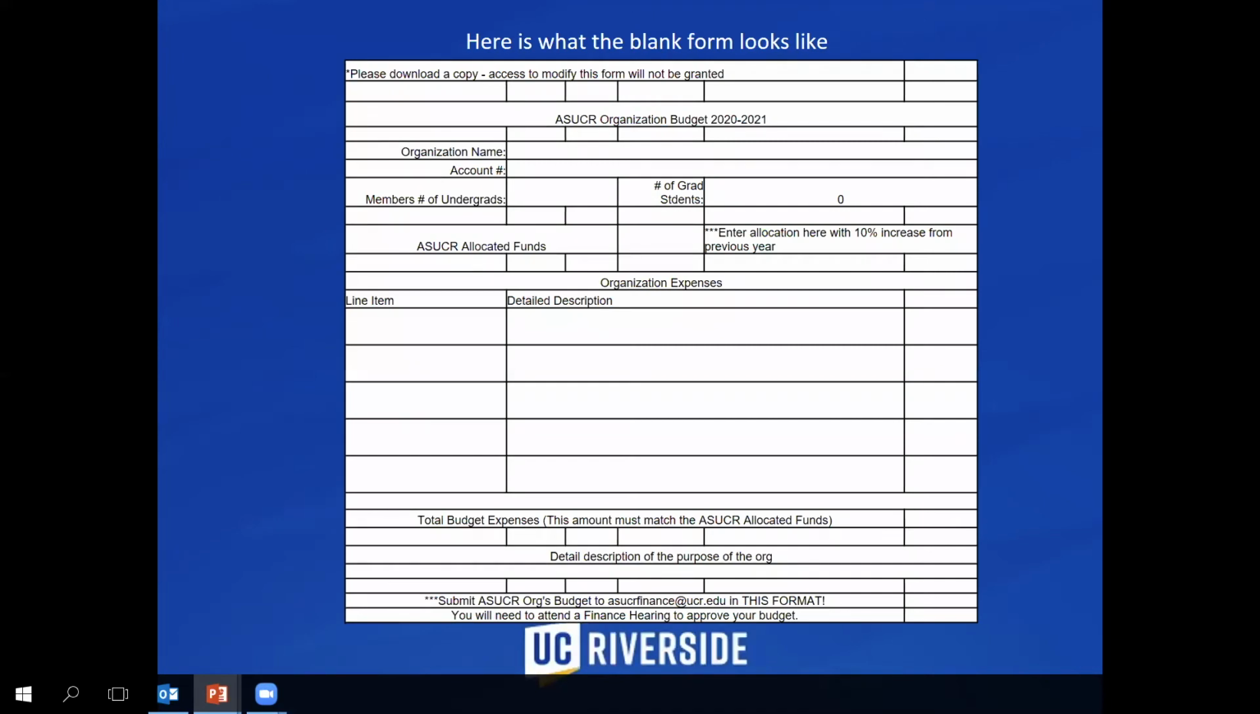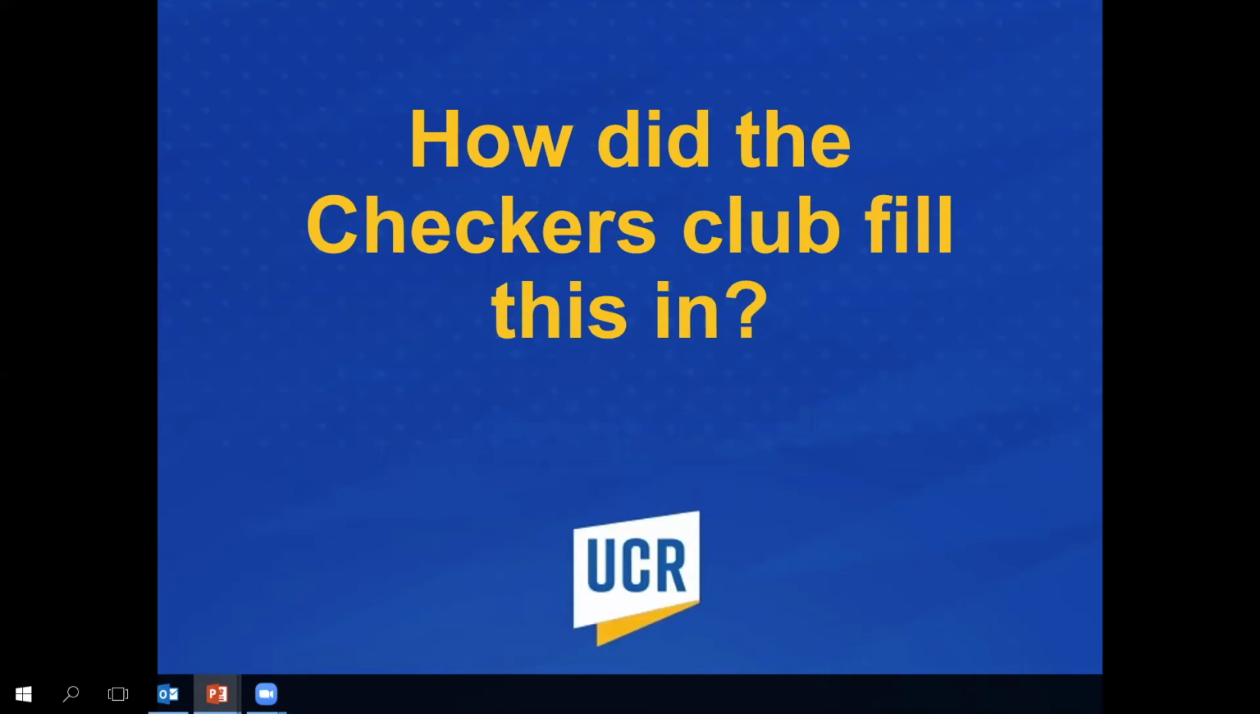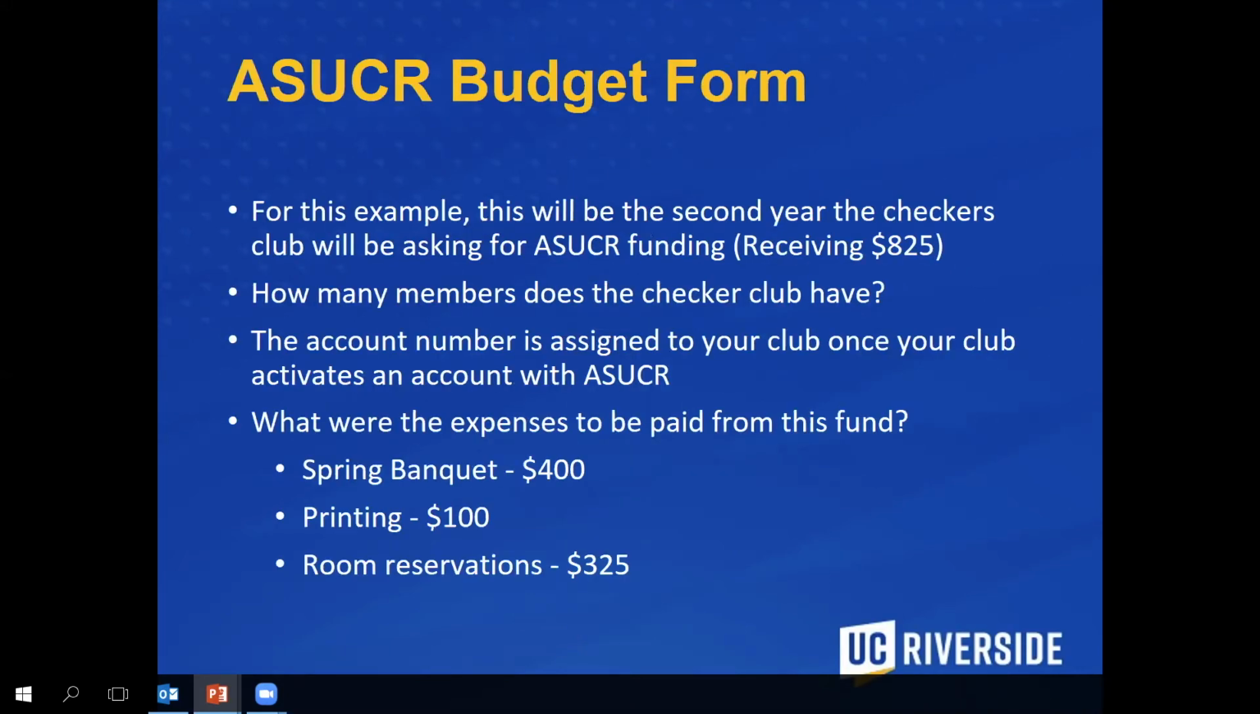Here's a sample of what that budget form looks like from ASUCR. We're going to look at how the Checkers Club may have filled this out based on our line items from our budget that we're working with. For this example, this will be the second year that the Checkers Club will be asking for money from ASUCR, so they'll be receiving $825.